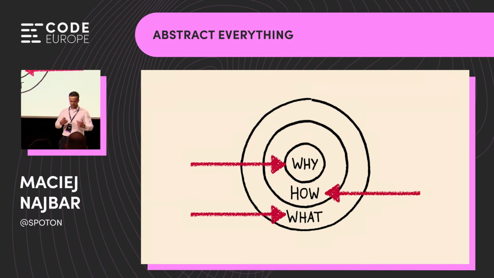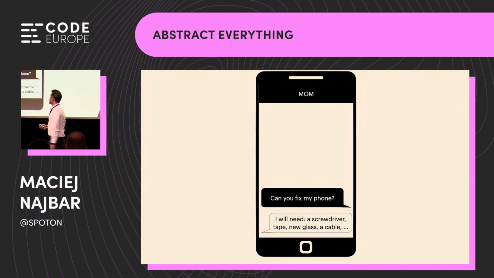How many times has it happened to you that someone asked you to do something and you started to think which library suits the task they asked for best? Like in this example, mom texts you, "Can you fix my phone?" Without knowing the context, you don't know what she means, right? She could break her screen, or she could install a virus on her cell phone. So if you started with how I want to fix it, you would probably be preparing for all the possible circumstances. Probably I will need a screwdriver, tape, a new glass, a cable, etc.